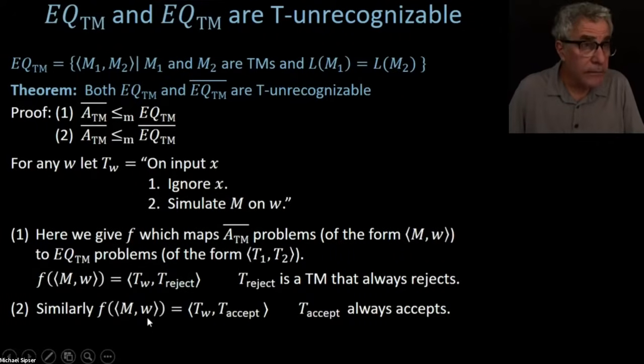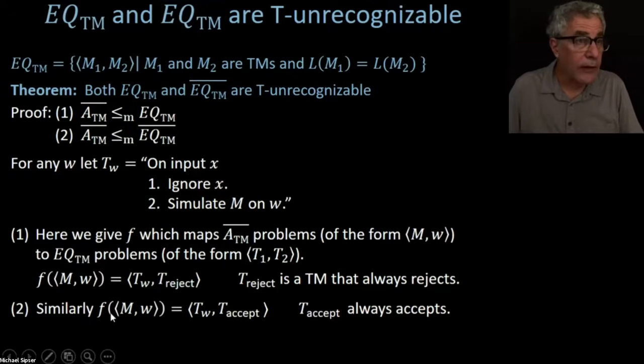Similarly, to do part 2, I'm going to make a different F. Maybe I should call it F prime, or F1 and F2 for the 2 different parts. So these are 2 different Fs. Instead of generating TW and T reject, I'm going to have TW and T accept, which is a Turing machine that always accepts its input.